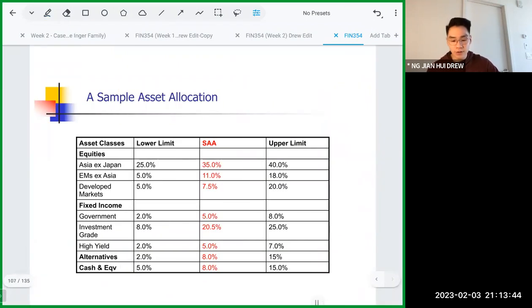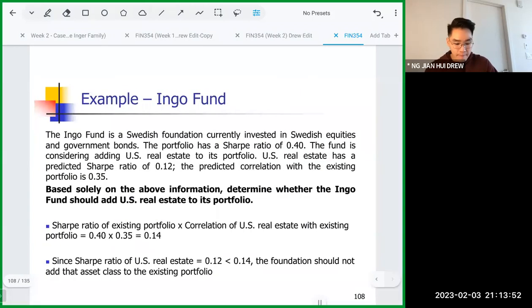Okay, so a sample allocation. This is just for you to see, nothing too exciting. All right, so let's look at this really short example. You have this Ingo fund. It's a Swedish foundation. It has a portfolio with a Sharpe ratio of this.